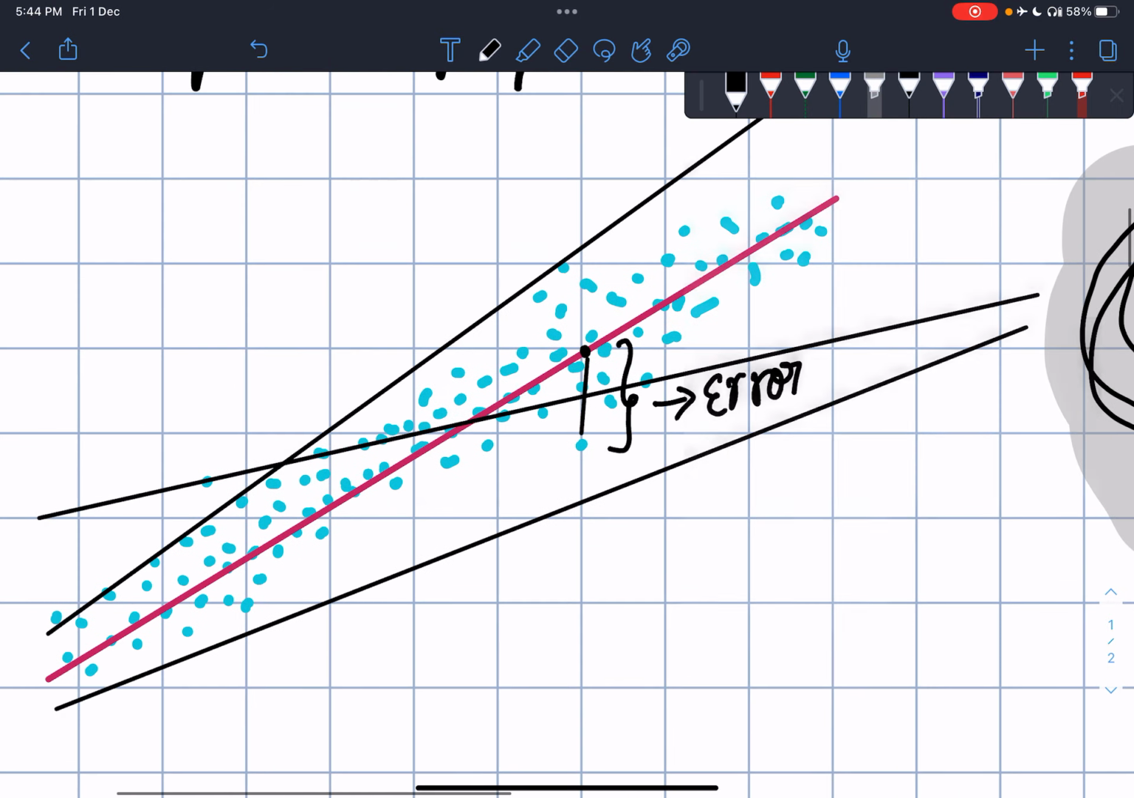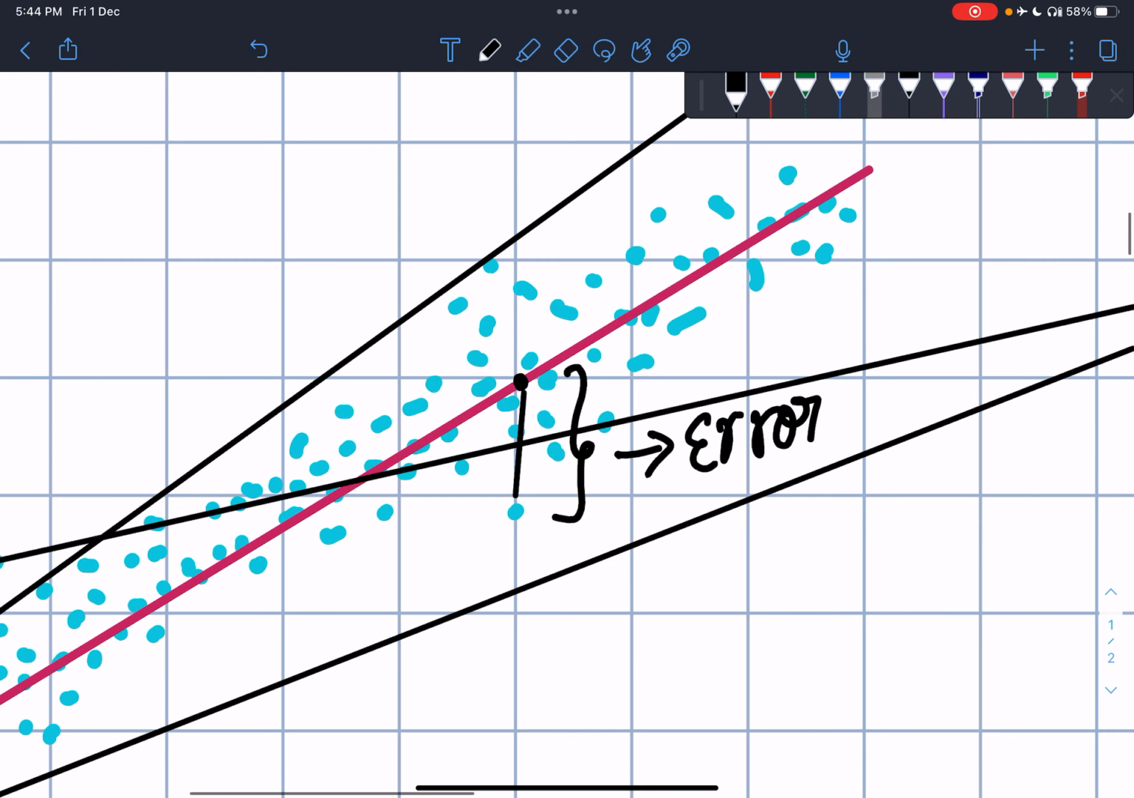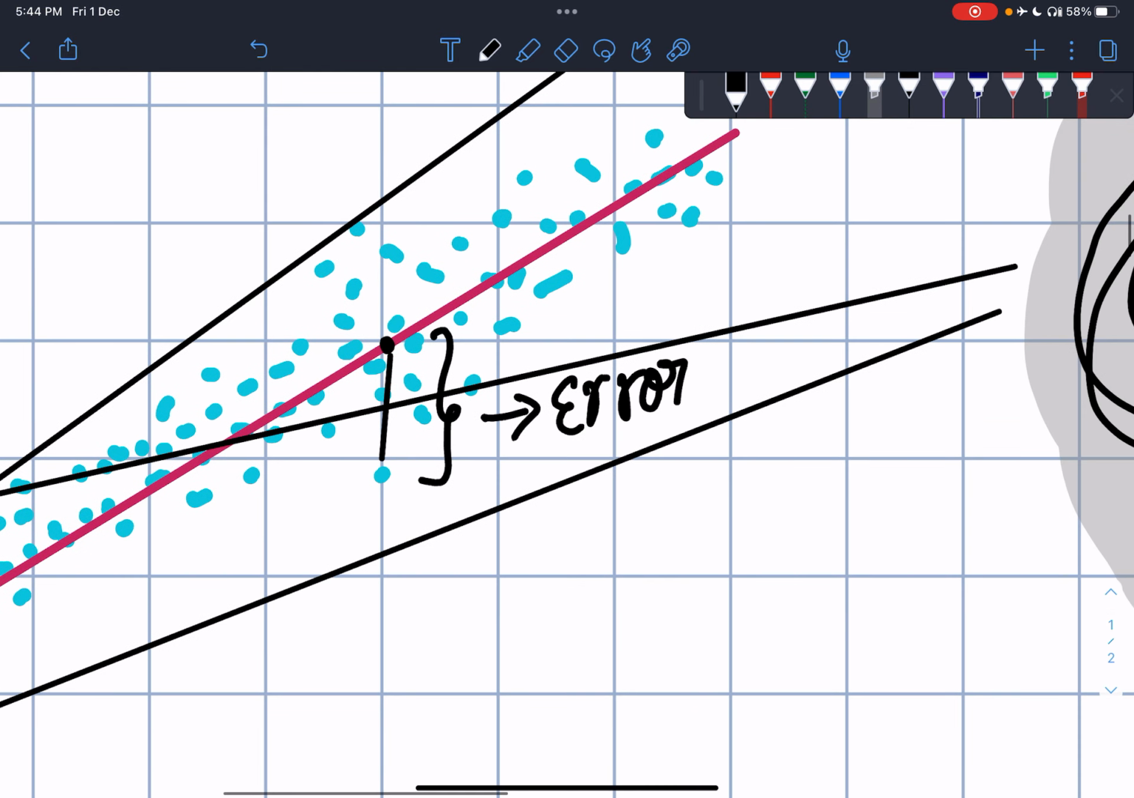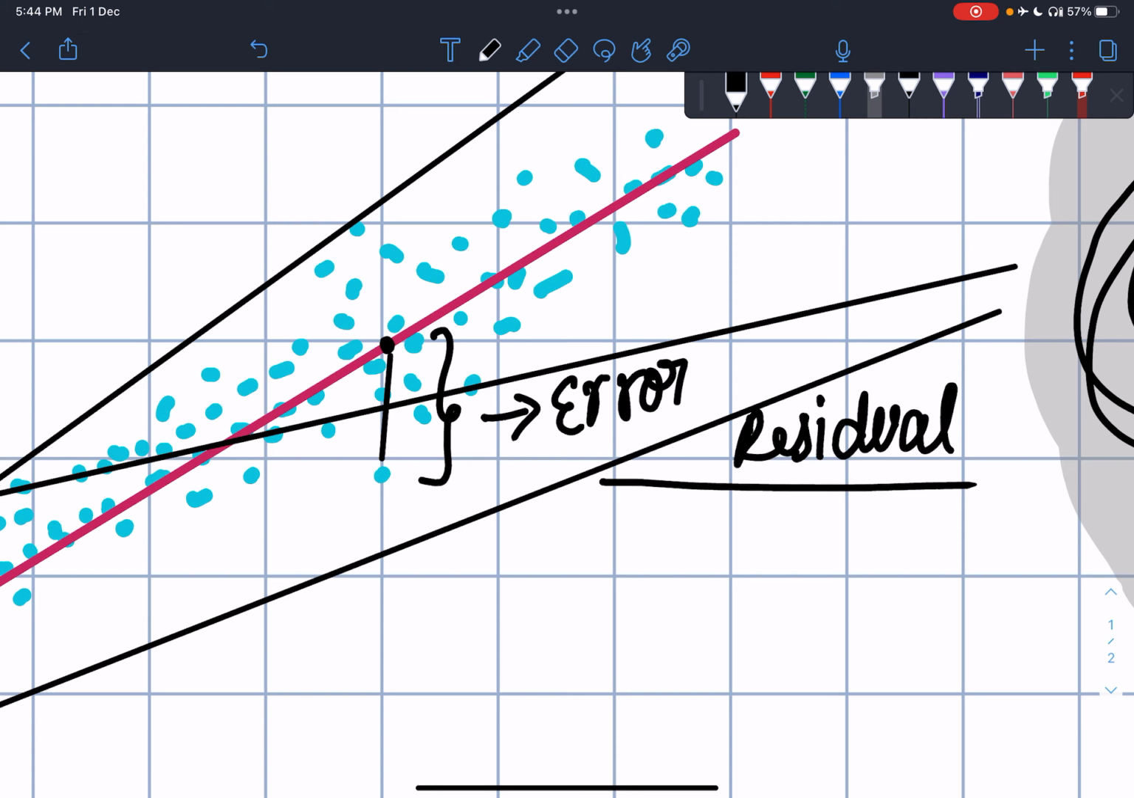So this is the error, and this is what we call the residual. This is the error, and this is what you call a residual. I have notes open in front of me, since I'm not very good at this, so I'm teaching you with them.